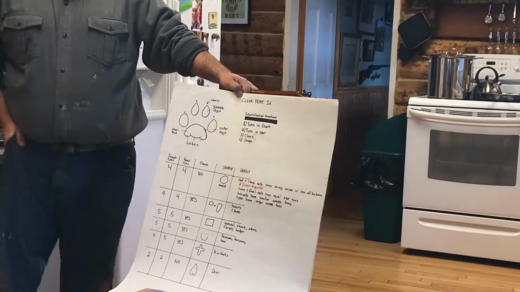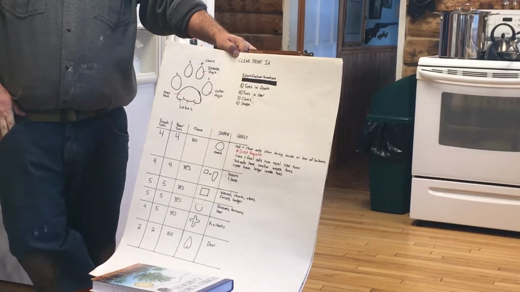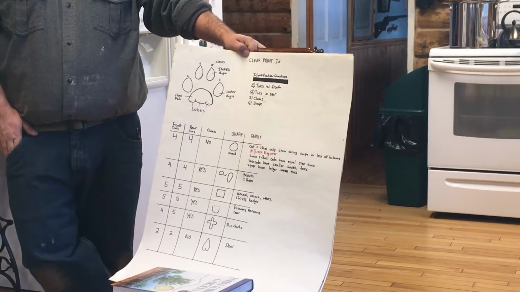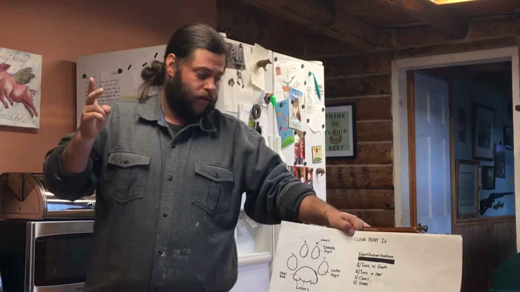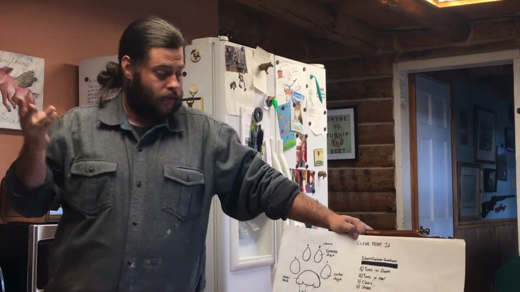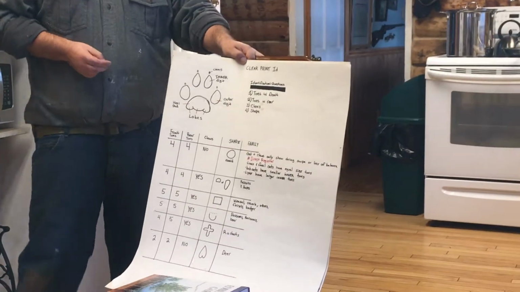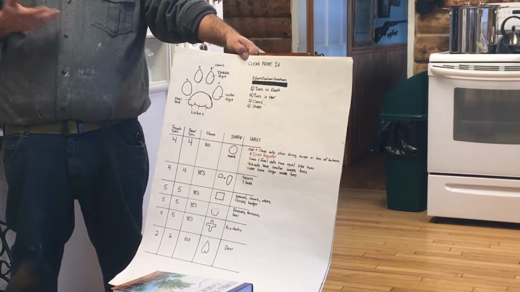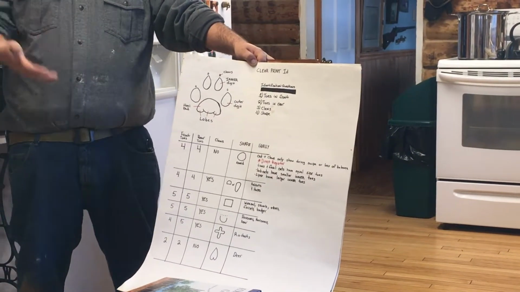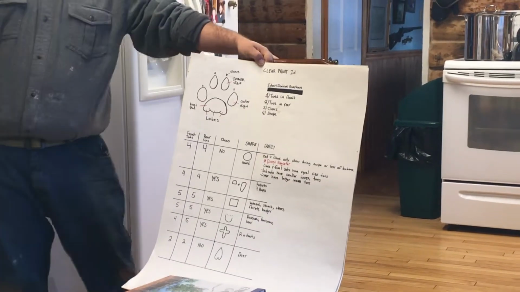So how do we identify prints clearly? There are 4 questions. How many toes are in the front? How many toes are in the rear? Are claws present? And what's the shape? This is pretty much the fastest way to figure out quickly what you're looking at. If you're just looking at a track and don't know what it is, we go through this flow chart and we can find out quickly.